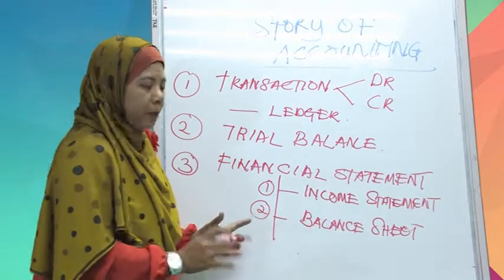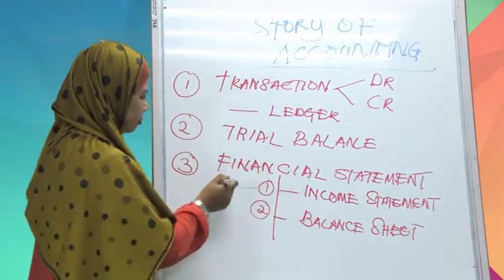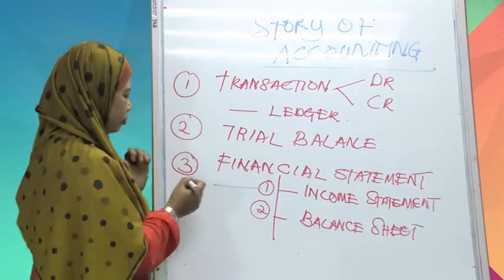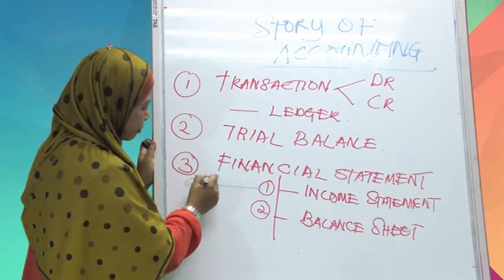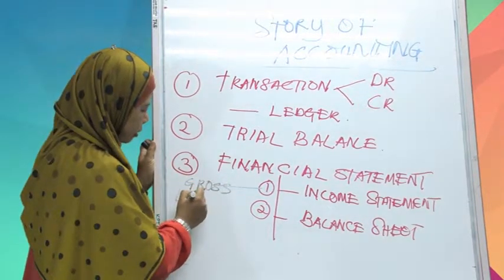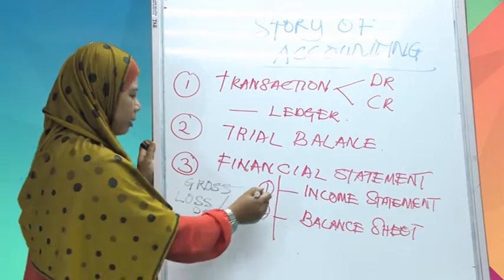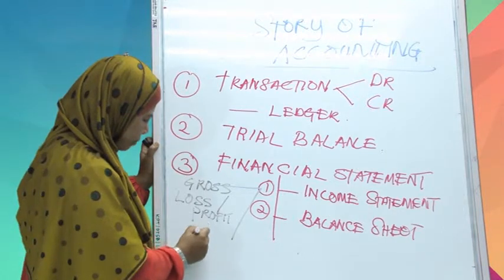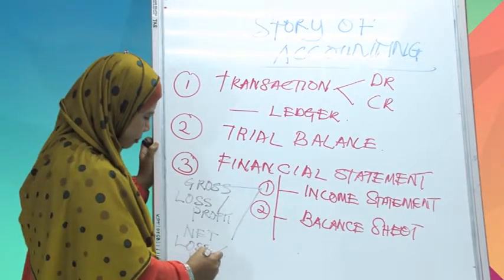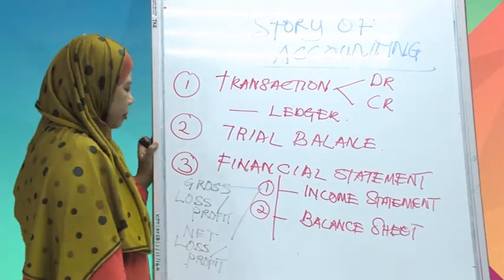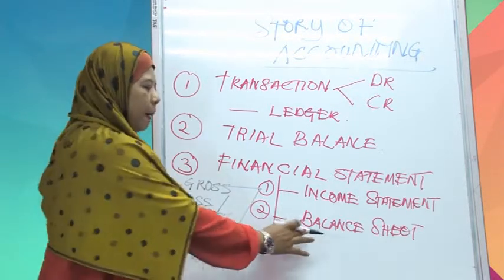From the income statement, we can get whether gross loss or profit, and also we can get net loss or profit. After we get the net loss or net profit, then we post the amount to the balance sheet.